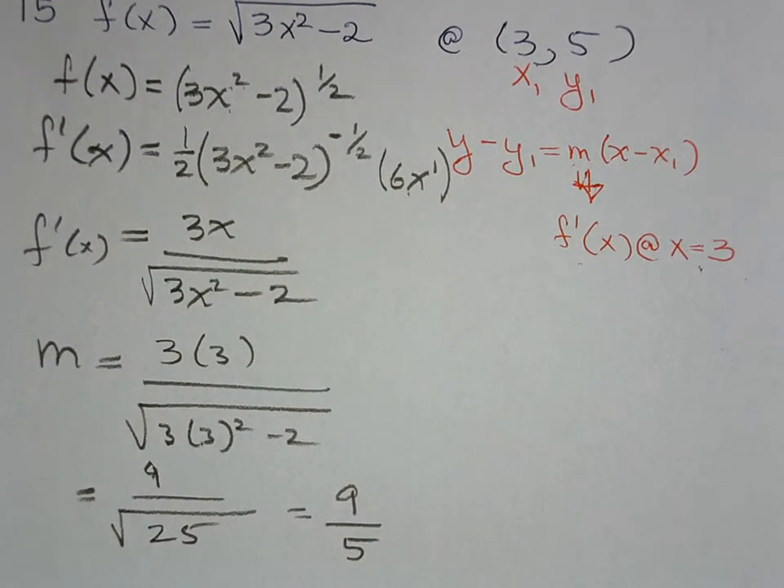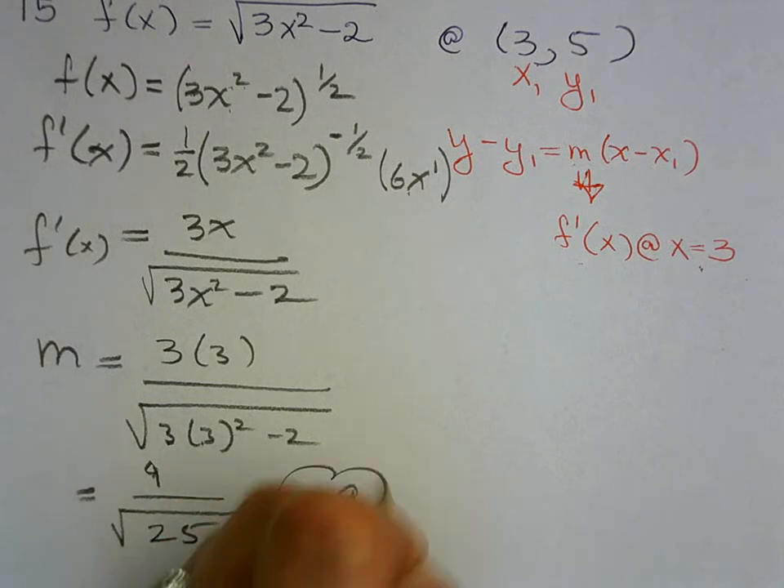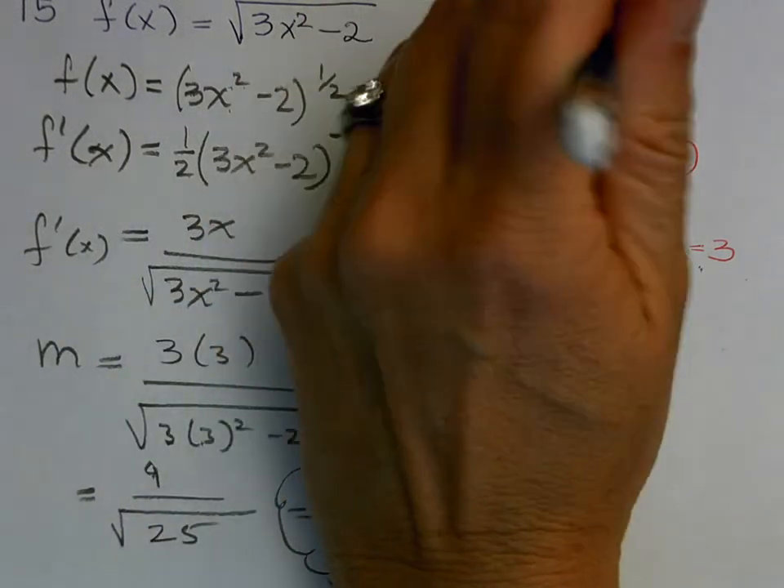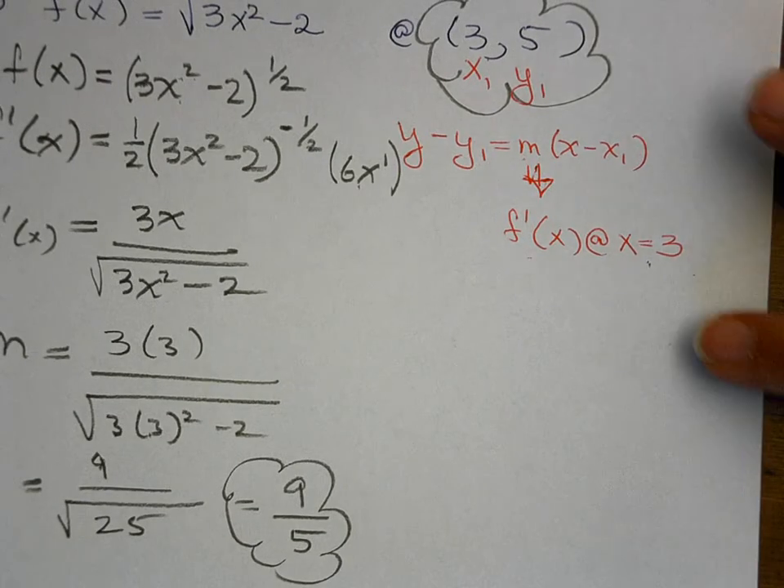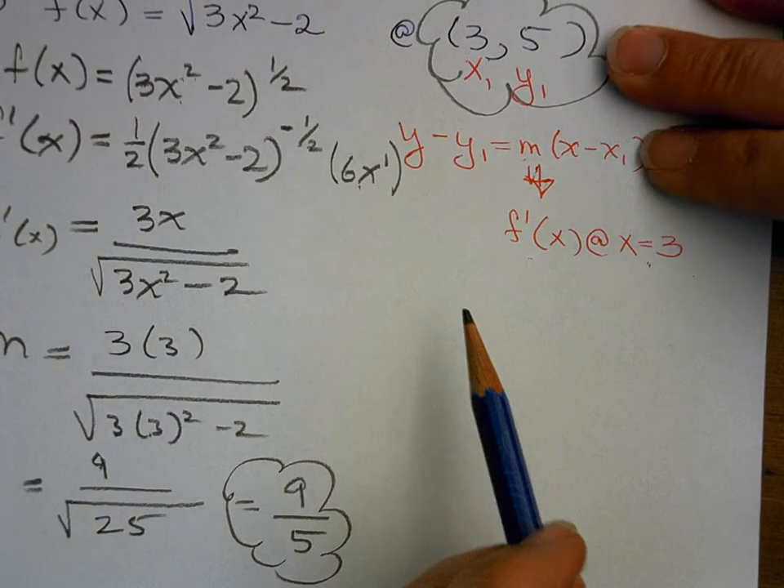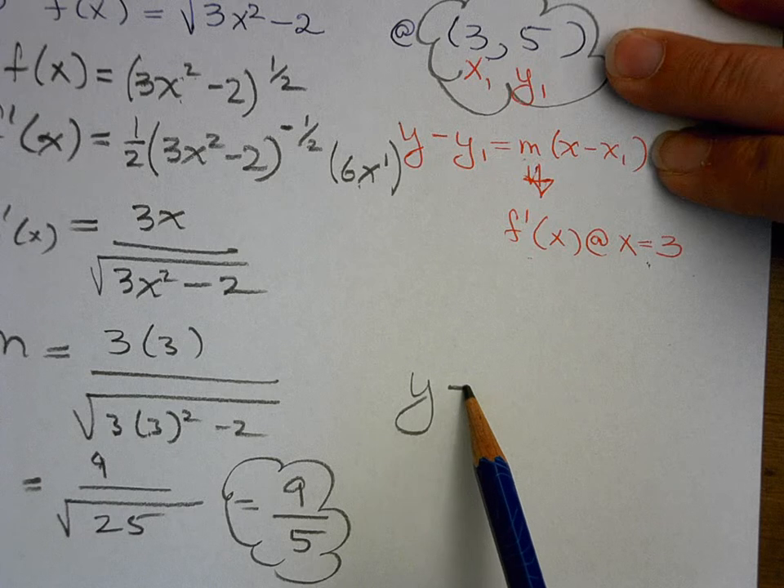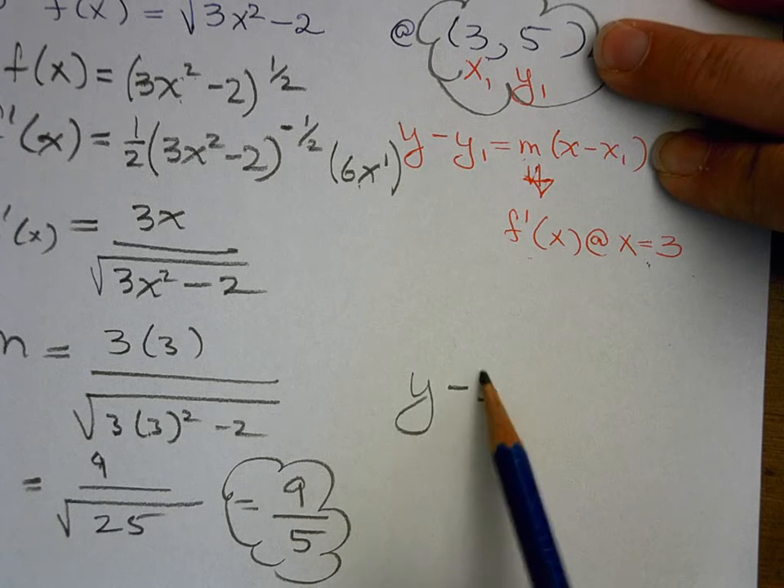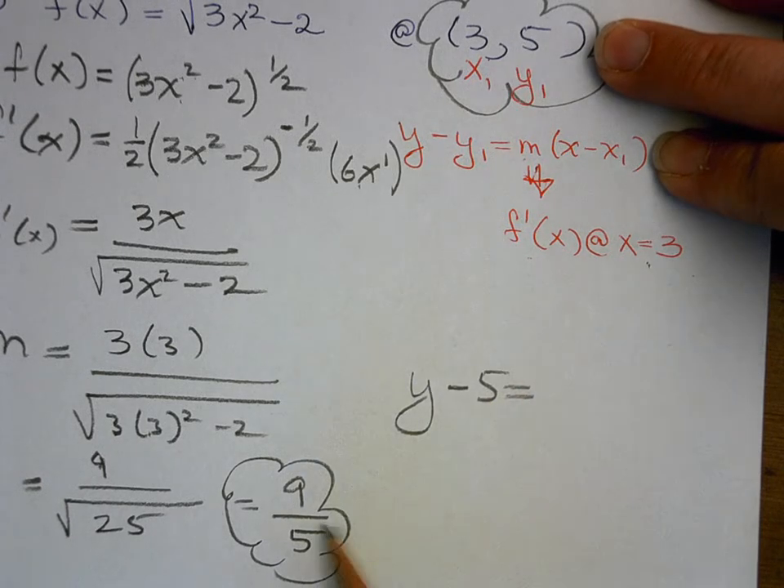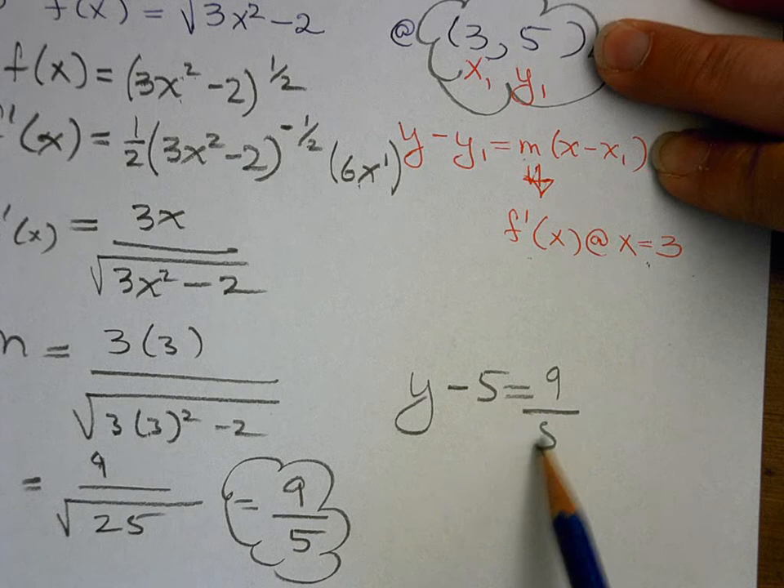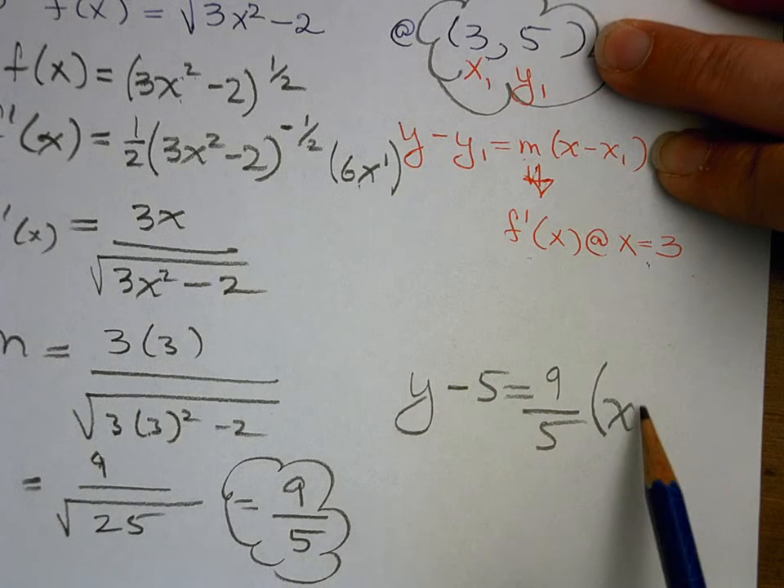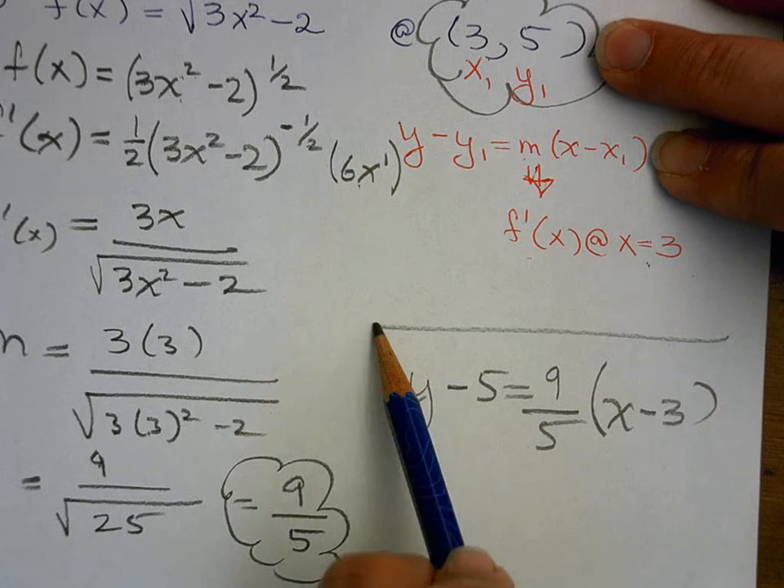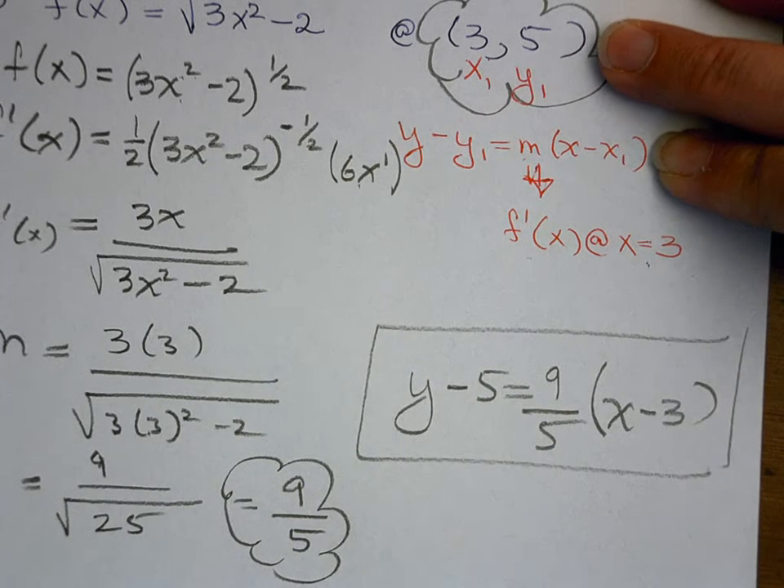So there's my slope. Now I have my slope and my original ordered pair. For my equation, looking up here, y minus the value of y, which was 5, equals m, which we found to be 9/5, the slope of my tangent line, and then x minus my value for x, which was 3, and that would be in point slope form. And that's that.